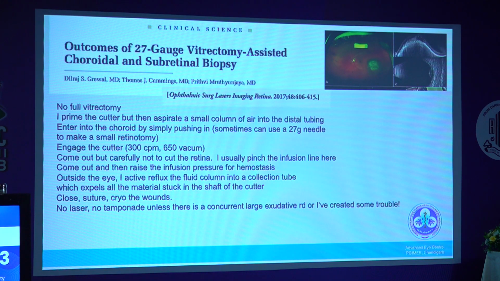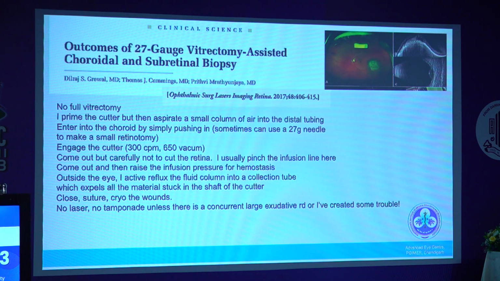This is a more controlled procedure because you're using a 27G trocar cannula and you just impale into the lesion and take the biopsy, and while coming out you are not cutting, because at that moment you'll cut the retina. You're not supposed to cut the retina.